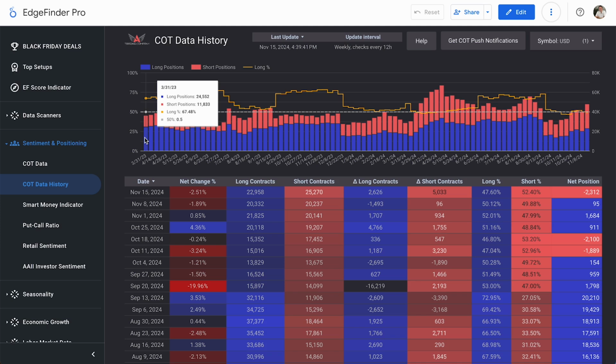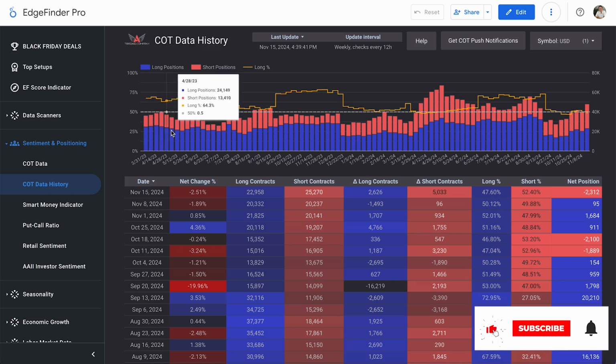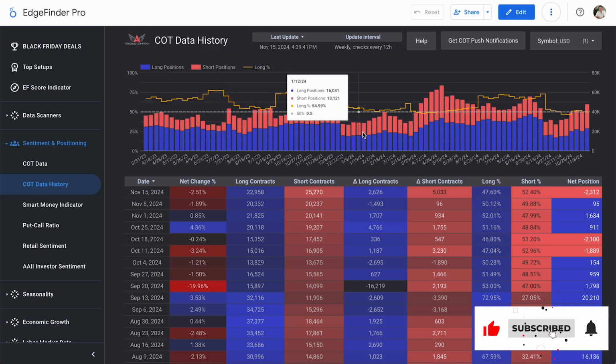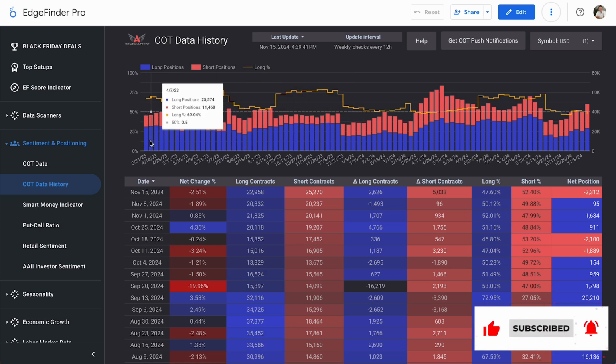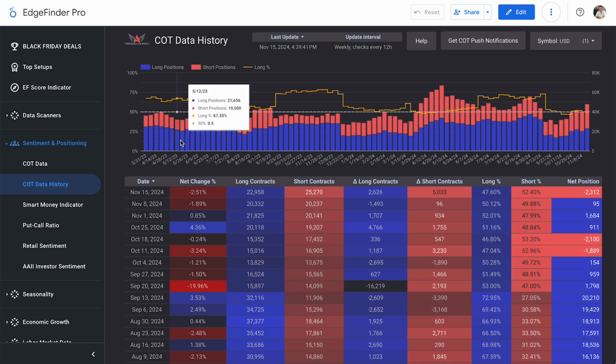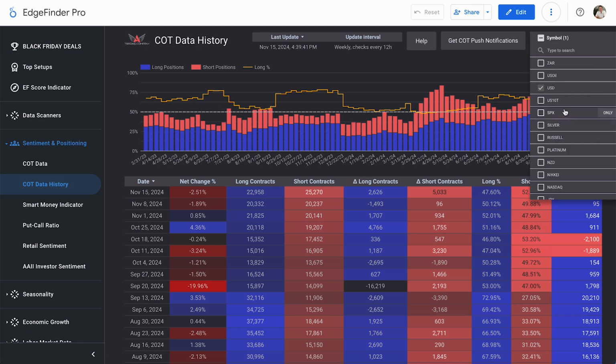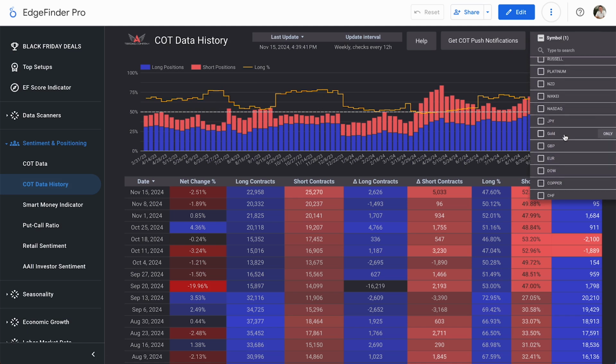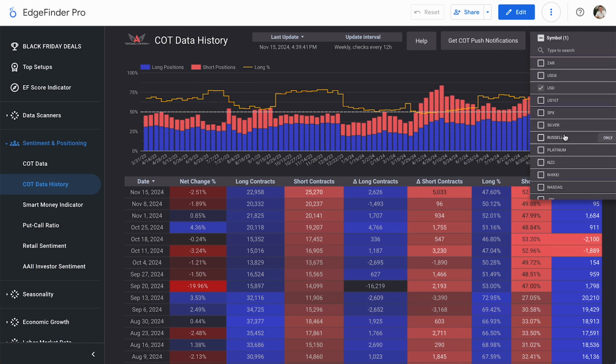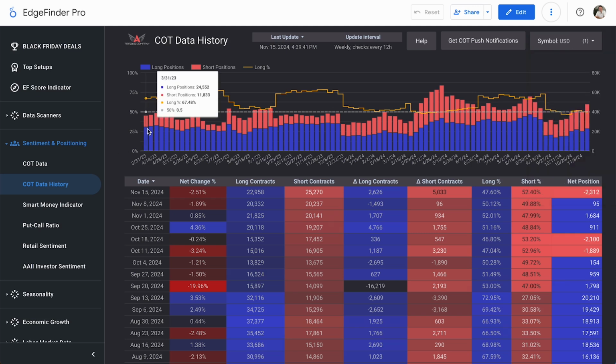And this page is showing so much information, so let's just go ahead and get right into it. Starting off up top here, again, like I mentioned, we're looking at nearly 2 years of COT data. Every single one of these bars represents another week of COT data, and right now I have the US dollar selected. Of course, we have COT data for every single asset that we're tracking in the Edge Finder, but for right now, let's just go over the US dollar. So again, all of these bars represent a new week of COT data.